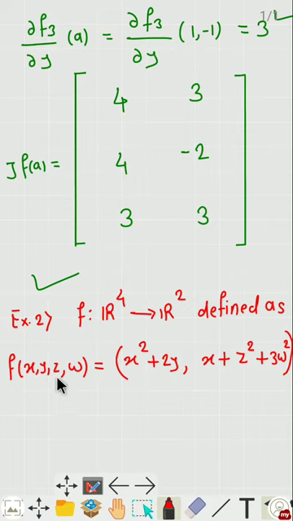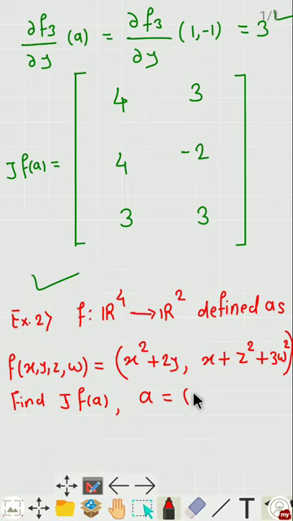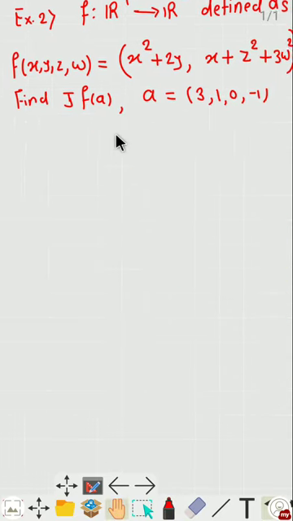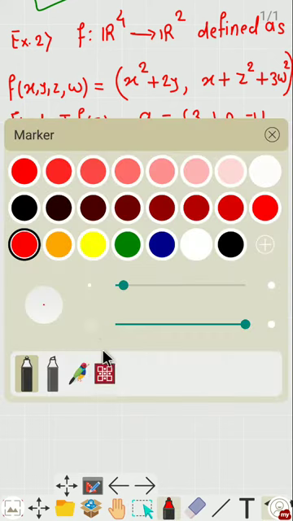So this is the vector valued function, and we have to find the Jacobian of f at point A, where point A is equal to (3, 1, 0, -1). Okay, so the problem is very simple, not so difficult. So let us go to write the answer of this question.